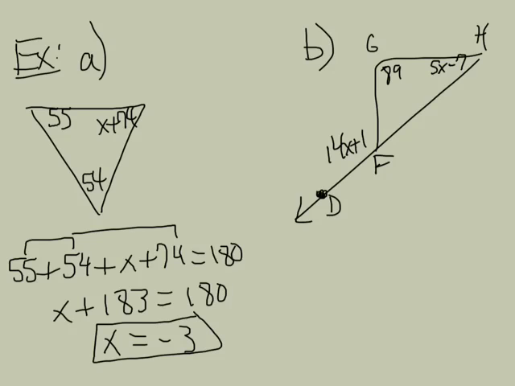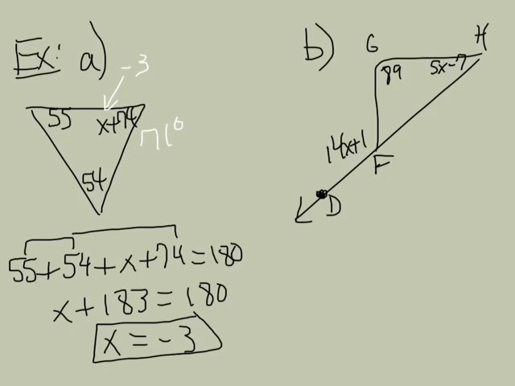Now some of you are like, oh, I don't like that negative number. Well, just remember, you can have a variable be negative. You just can't have an angle or segment be negative. So if we were to plug negative 3 back in, that angle would then be 71 degrees, and that's fine. Those 3 add to 180, so that does work. Let's go over to part B.